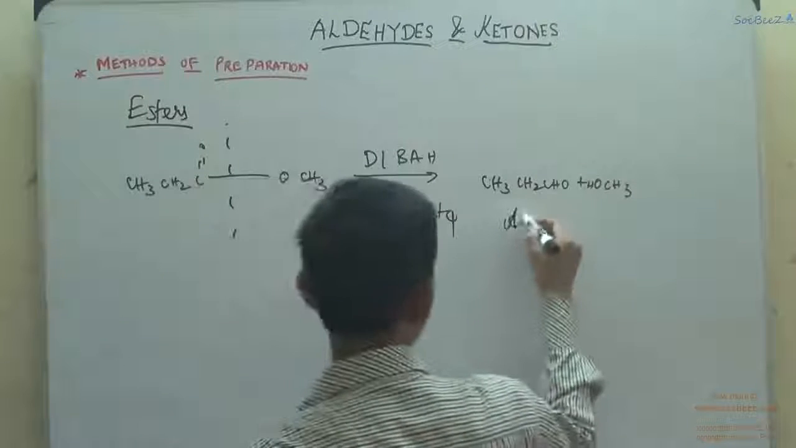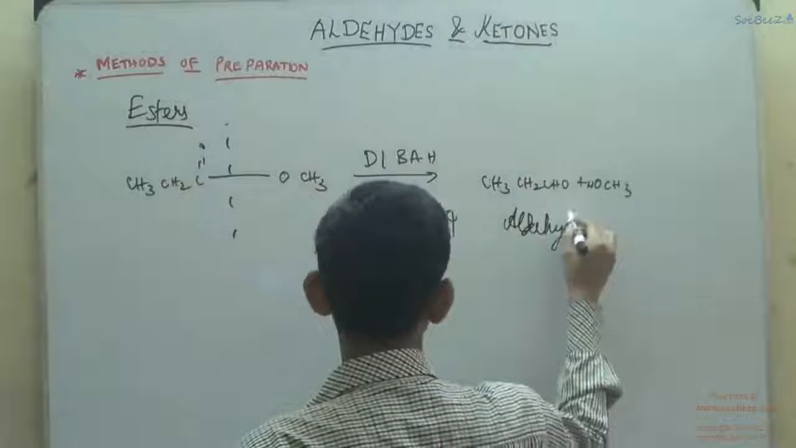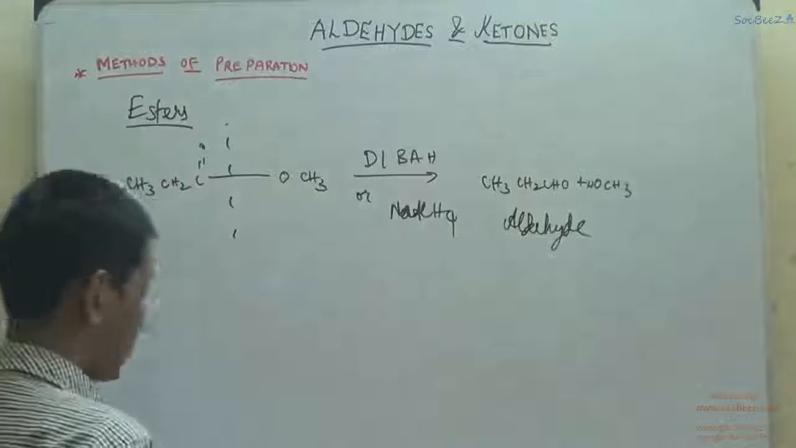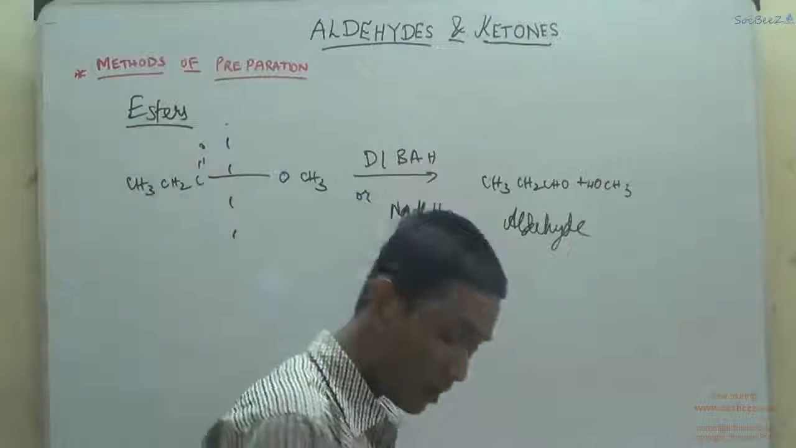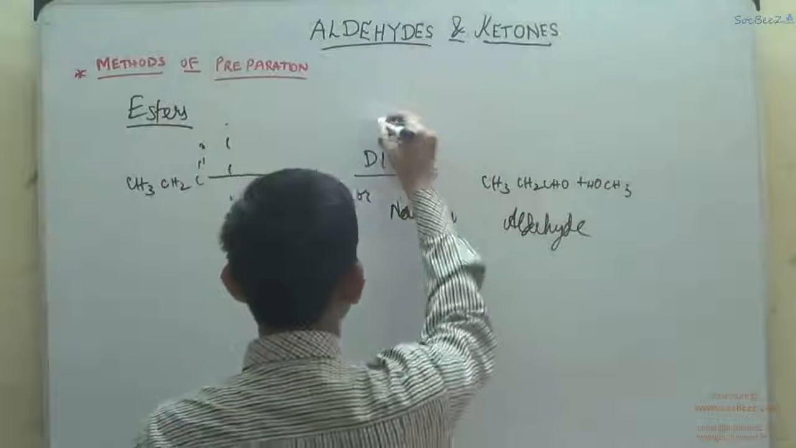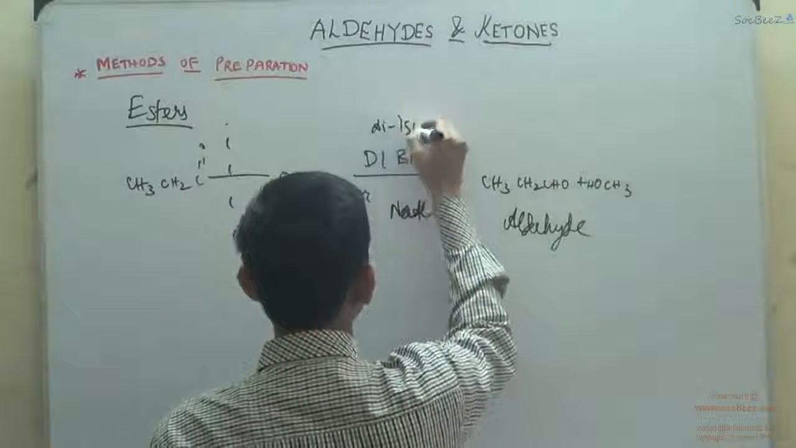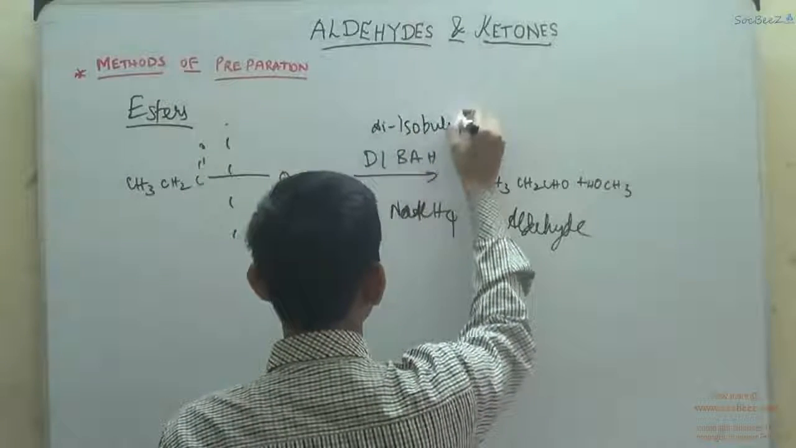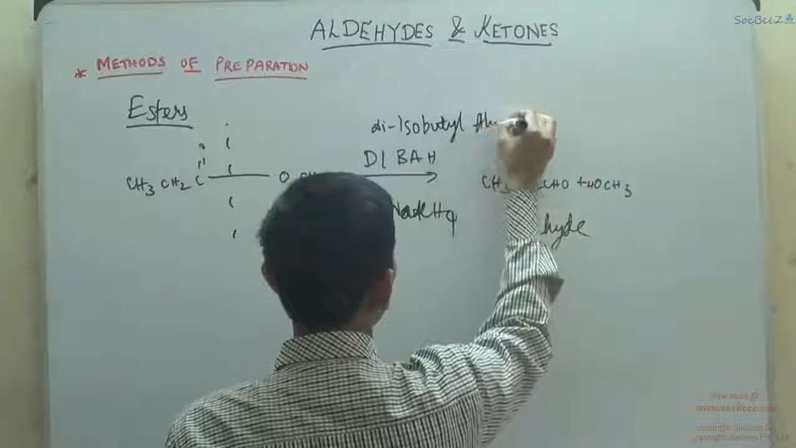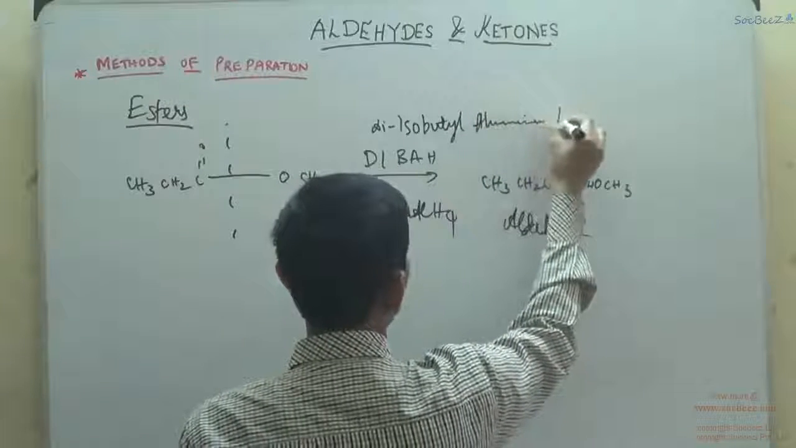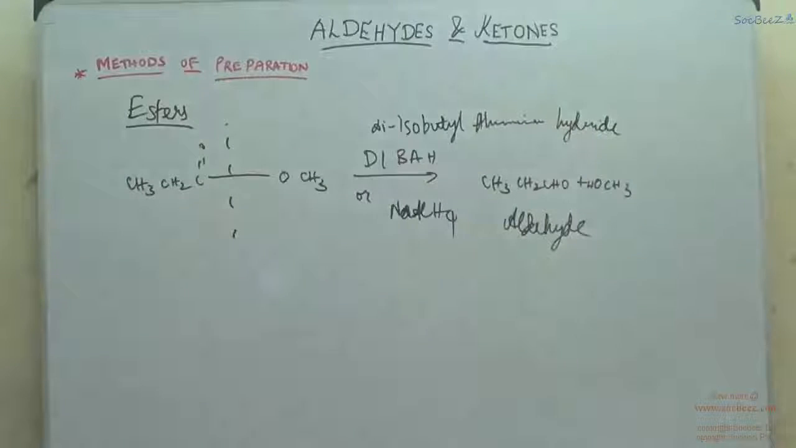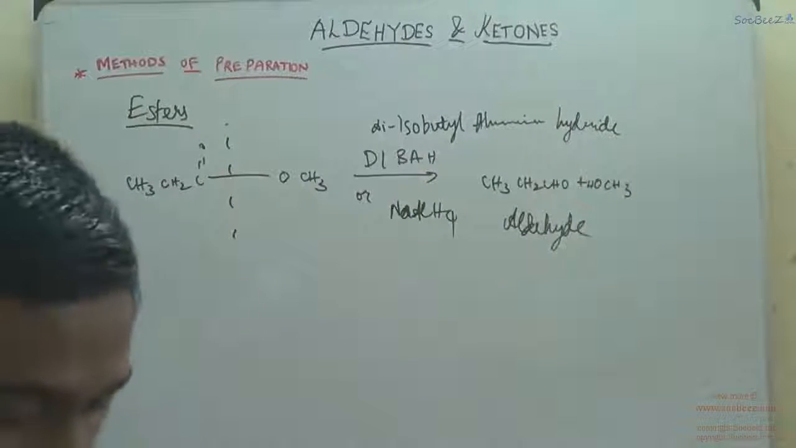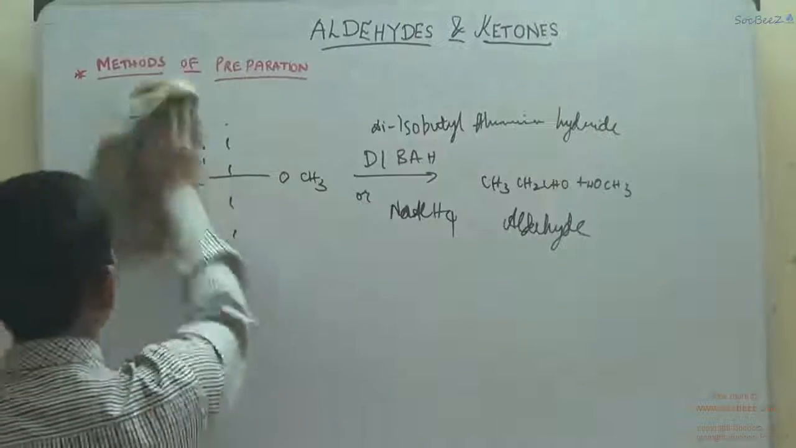So esters are converted to aldehydes by either DIBAL or NaAlH4. What is DIBAL? Diisobutyl aluminium hydride. Diisobutyl aluminium hydride is DIBAL. Both of these will convert it to aldehydes.